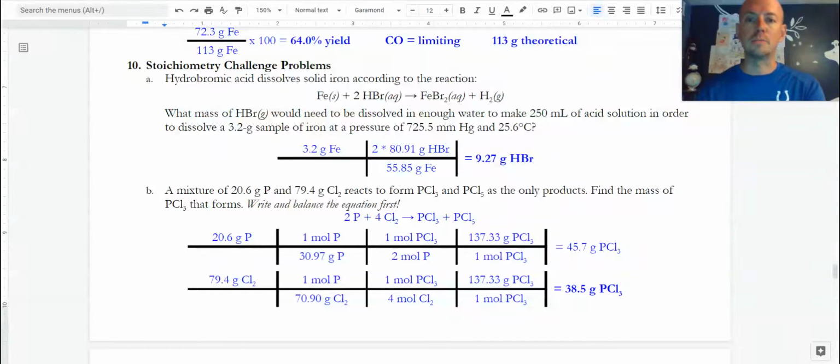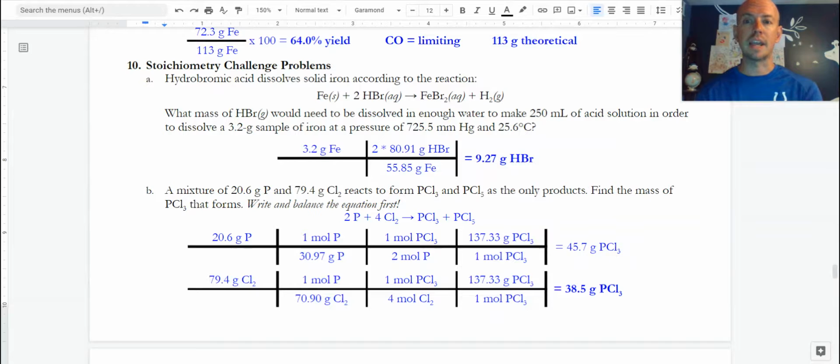So here we have hydrobromic acid and iron, and we get these things right here. What mass of hydrogen bromide gas would need to be dissolved in 250 milliliters of an acid solution to dissolve 3.2 grams of iron at a certain pressure and temperature? So we've got gases, we've got solutions, we've got strong acids, we've got maybe molarities, we've got grams. Lots of things going on here.